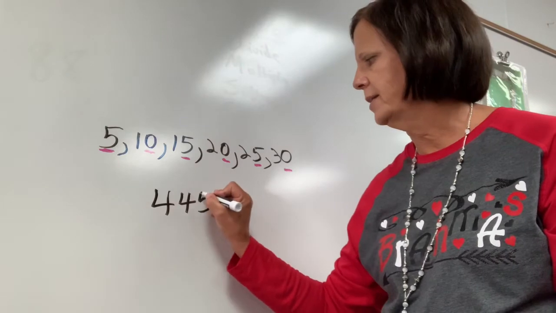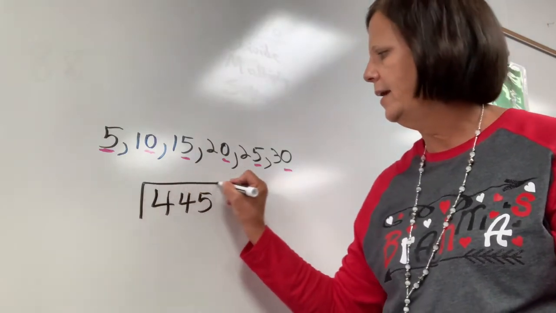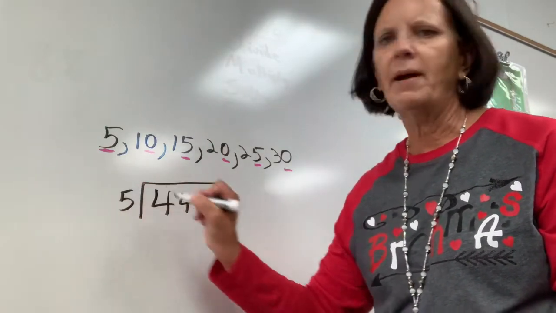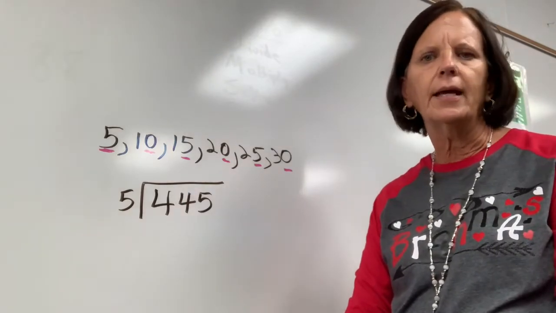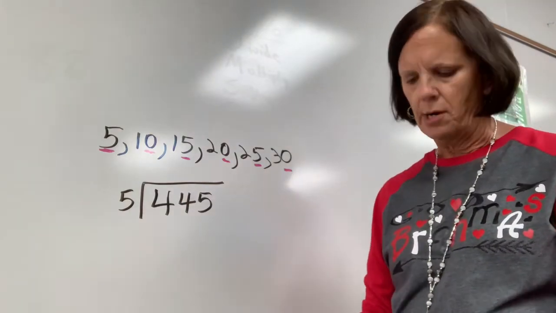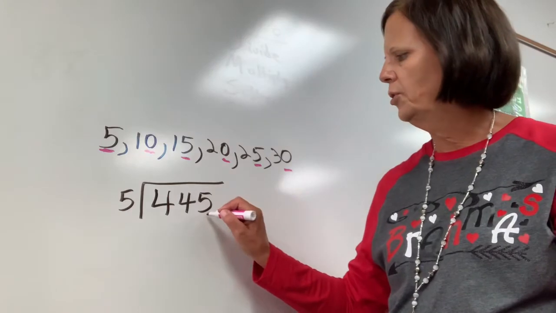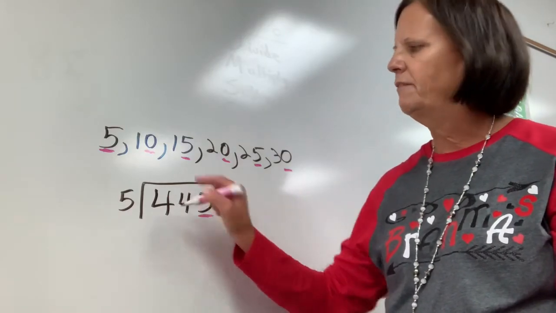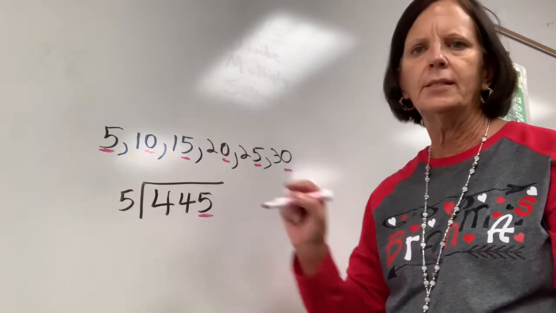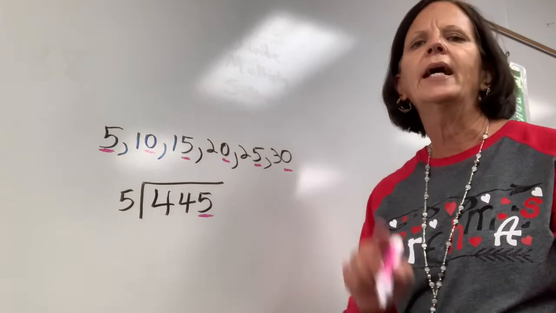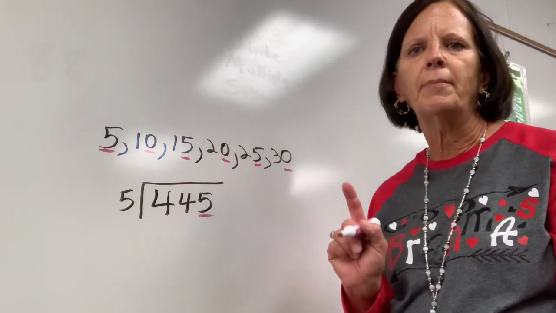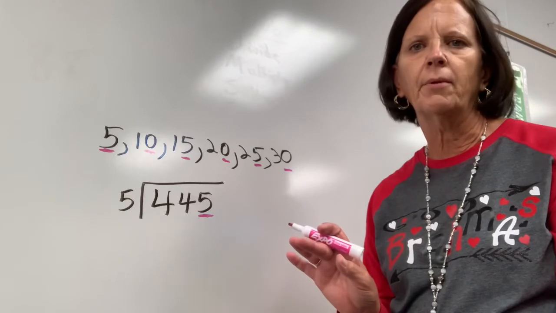445, oh my gosh, that's a big number. And I said, hey, is it divisible by 5? Can I divide it and not have a remainder? All you have to do is look in the one spot, and if it ends in a 5 or a 0, you're gonna say, yes, it is divisible by 5. There's not gonna be a remainder.